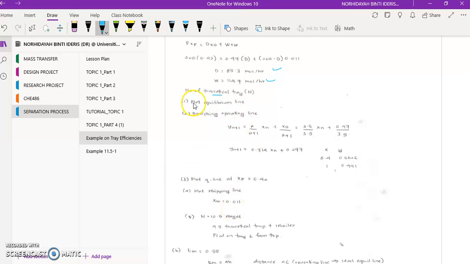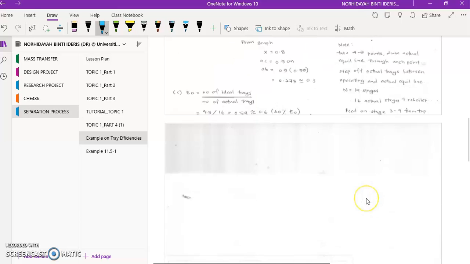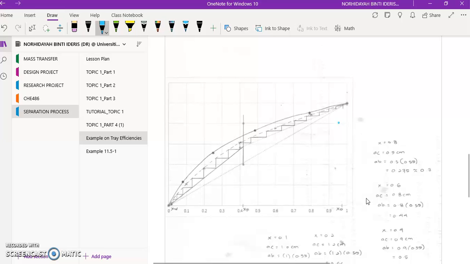So the first one, you plot the equilibrium line as usual. This one is given inside the question. Alright, you need to develop first the enriching line by using this equation, and then that will give you a graph. So you can see here, this is your y versus x, and here is your 45-degree line, and this one is the ideal equilibrium line.